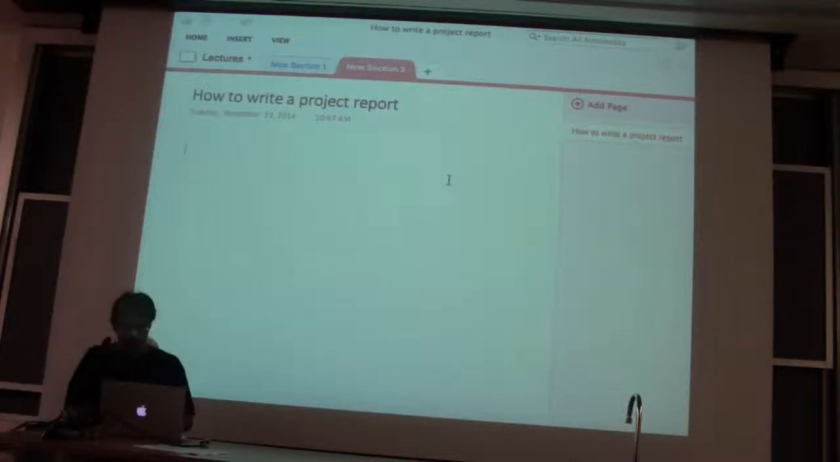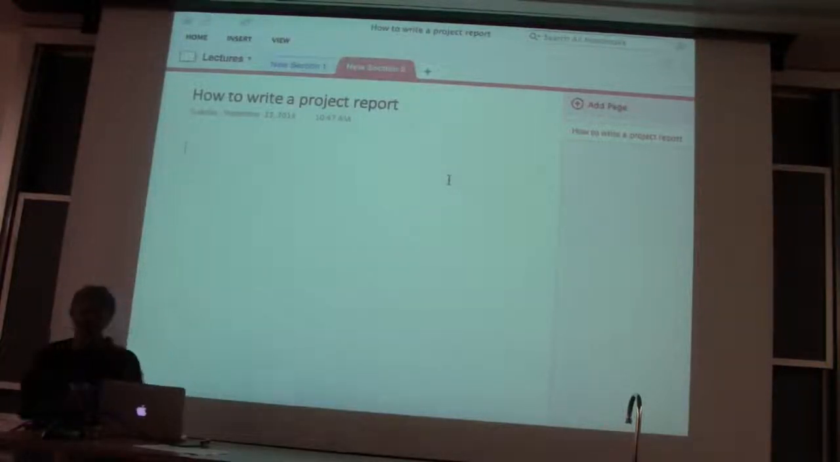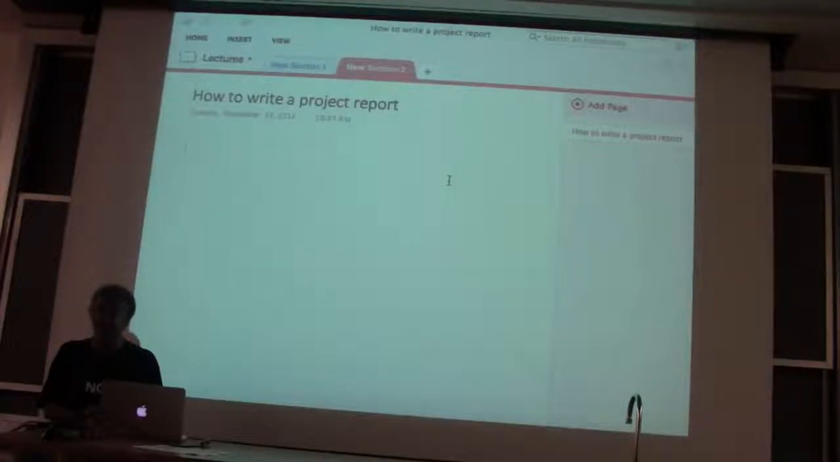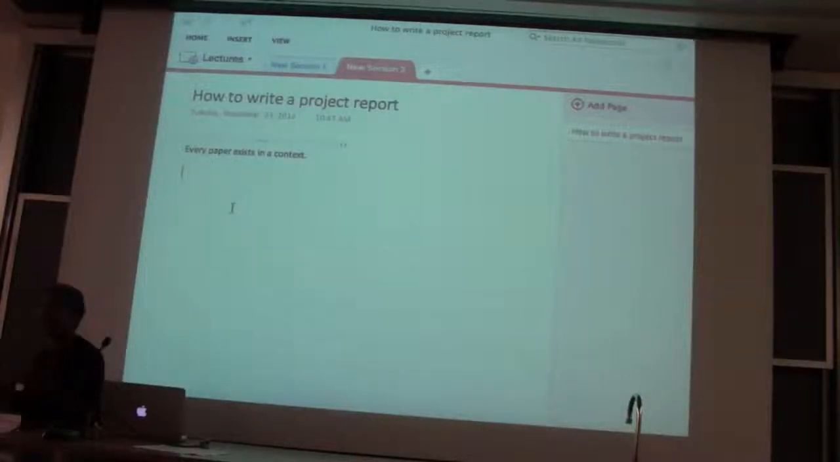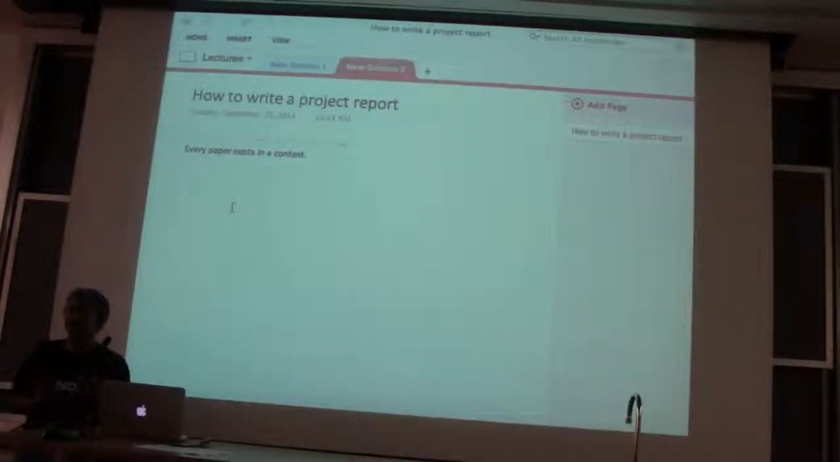Right, so there's the paper. There's some paper that you're trying to review. And the first thing that you have to remember is that no paper is an island, to paraphrase. In other words, every paper exists within a context. Okay, so let me write that down. And what I mean by that is that in order to understand what a paper is doing and what it's contributing, you have to understand the context. Otherwise, you will not fully understand why the paper is interesting.